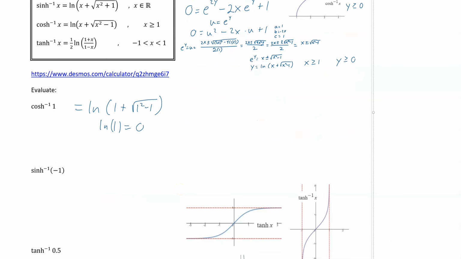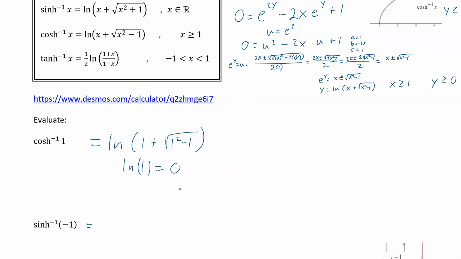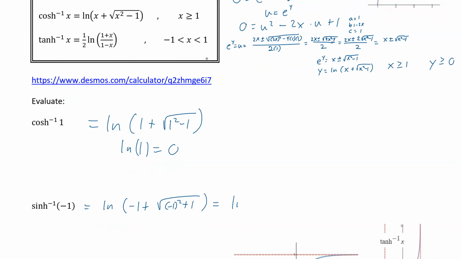All right, what about hyperbolic sine? So same thing. We're just going to plug it in so you can see it up here. Natural log of negative 1 plus the square root of negative 1 squared plus 1. So this would equal the natural log of negative 1 plus the square root of 2.